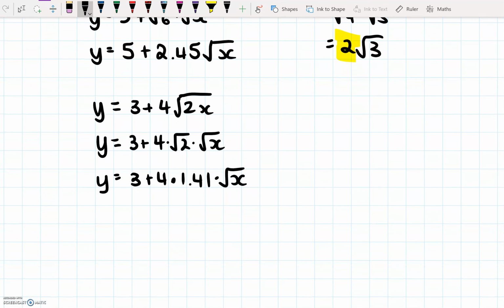Okay, so this is now y is equal to 3 plus 1.41 times 4. Oops, what did I get there? Because I want it to be exact here. So we're going to get 5.66 root x. And there we have our answer.